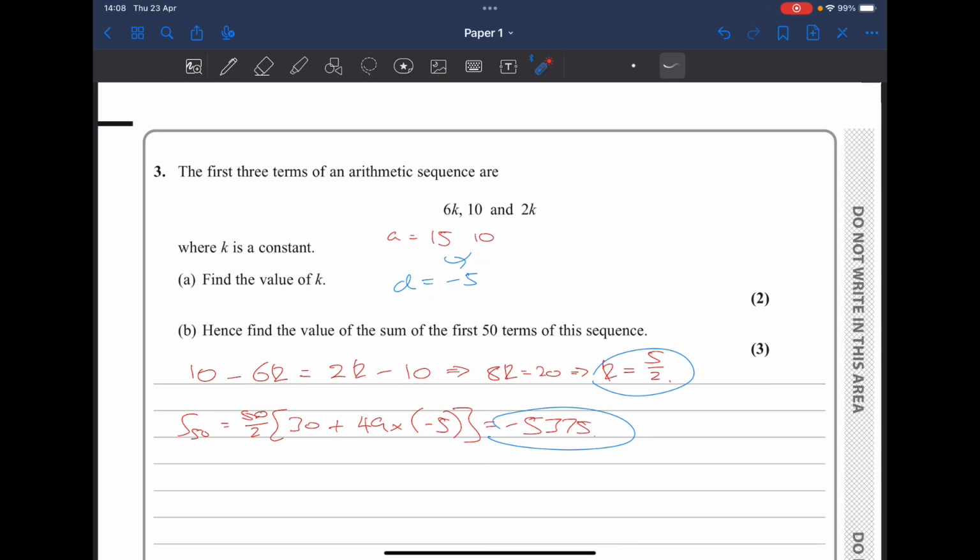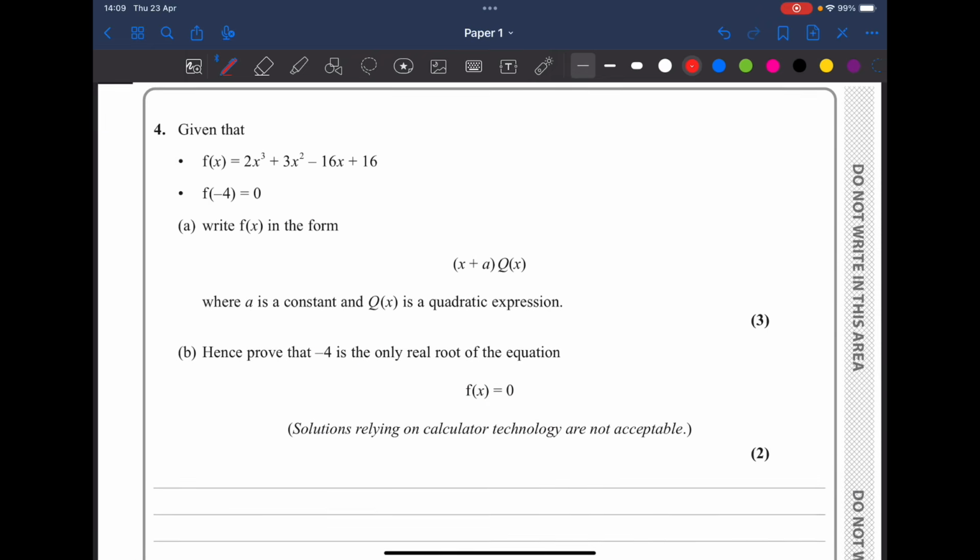Like it should be negative. Our common difference is negative. So we're going to go like 15, 10, 5, 0, minus 5, and then get smaller, well, bigger in magnitude, but negative. So smaller numbers are going to give us a negative answer. So that looks good. Let's go to number 4.